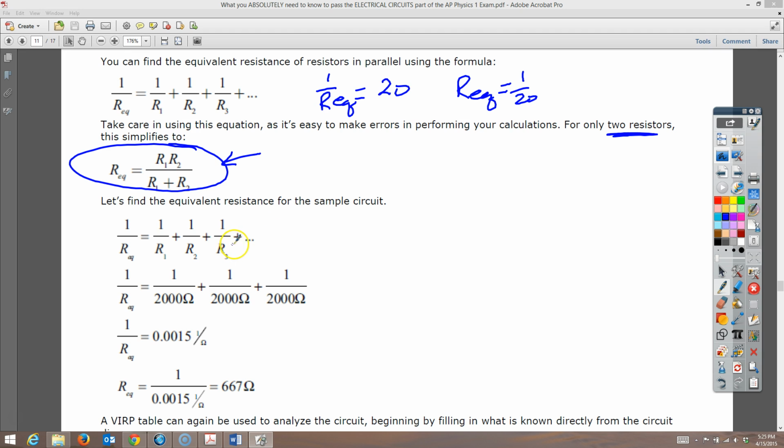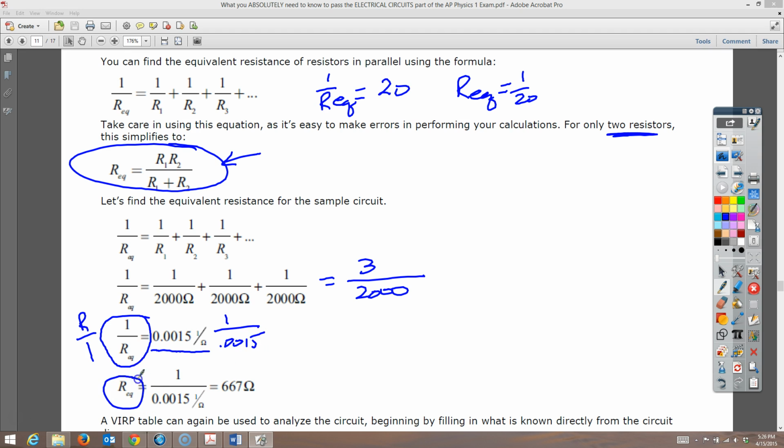We have three resistors in ours, and so we need to use the same equation that you see up here, and we're going to do 1 over 2000 plus 1 over 2000 plus 1 over 2000, and that would be 3 all over 2000, which if you take 3 divided by 2000, you get 0.0015. Be careful because that is not your answer. That is 1 over R. If I do the reciprocal of both sides, I flip this one and get R over 1. This one I would do 1 over 0.0015. I will end up with R equal to 667 ohms.